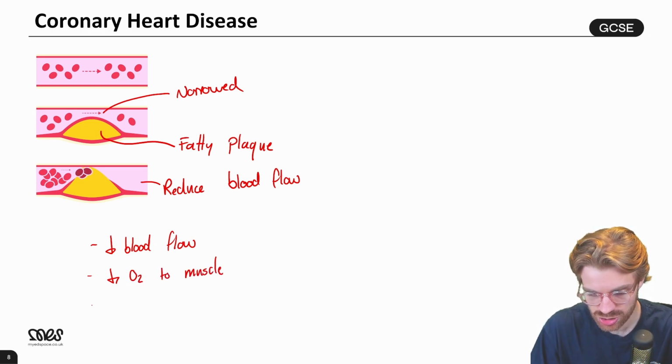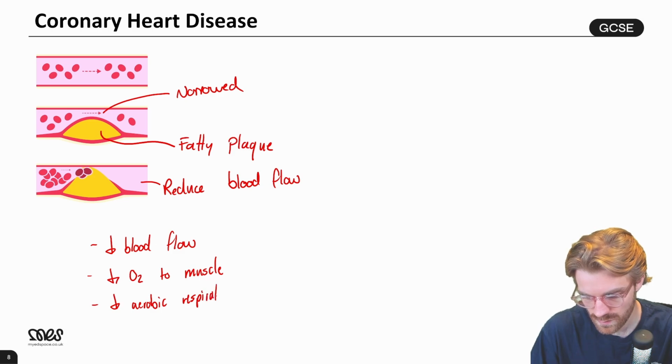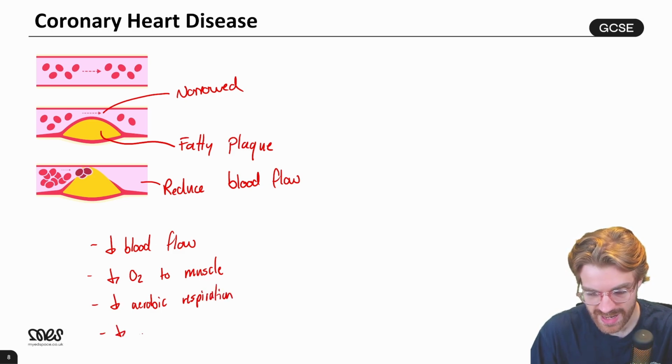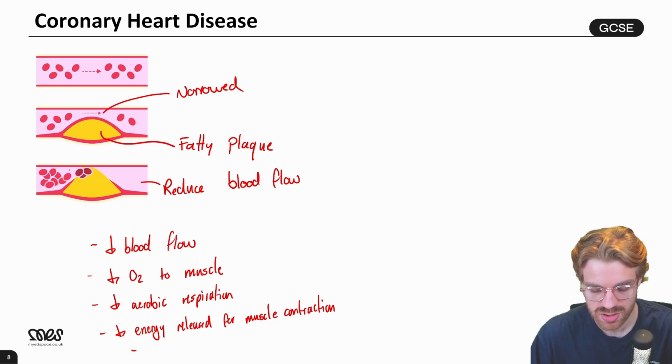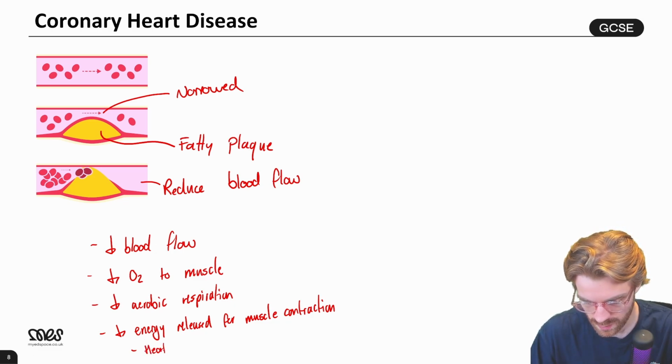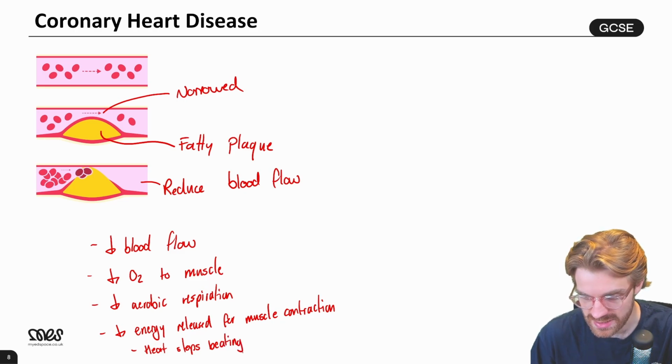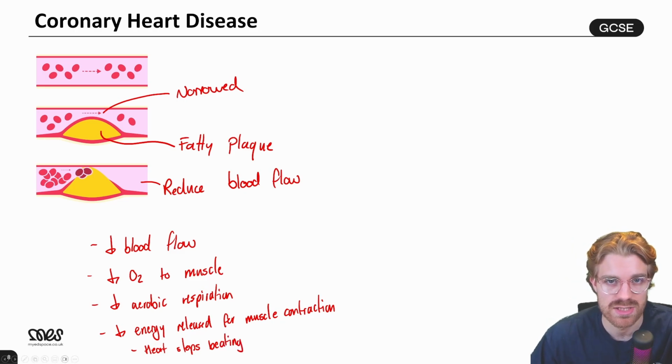If there's less oxygen transported to the muscle, that means we're going to get less aerobic respiration, which means we're going to get less energy released for muscle contraction. And we're going to then potentially see that the heart stops. The heart stops beating. So how is coronary heart disease treated?